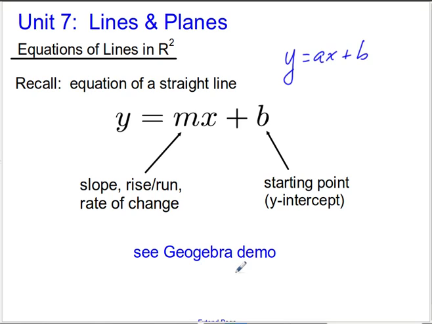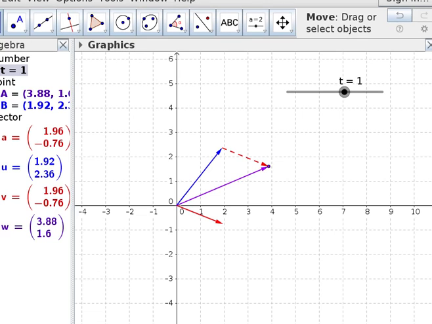So to put this into the context of vectors, I've put together a GeoGebra demo to illustrate this idea. In this case, I've started with two vectors, which are the blue and the red line. And you can see that I have a purple vector that represents the vector addition of those two. So if I add the blue plus the red, I end up here at the purple.